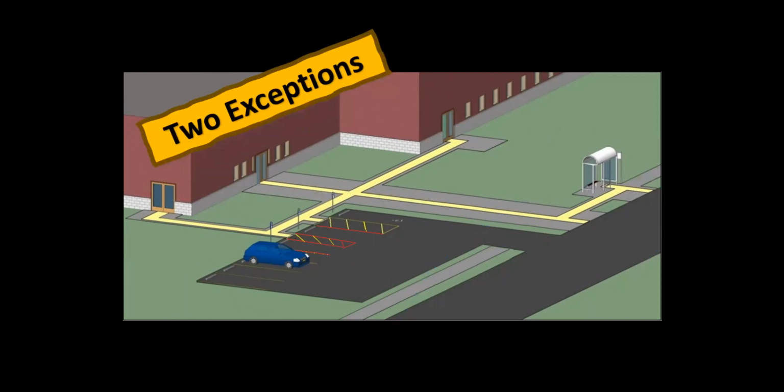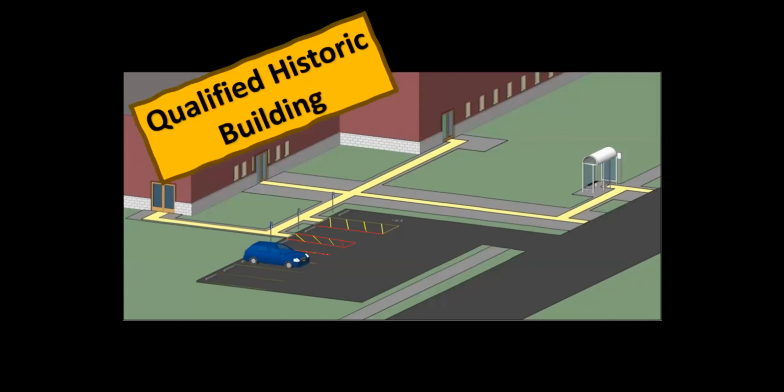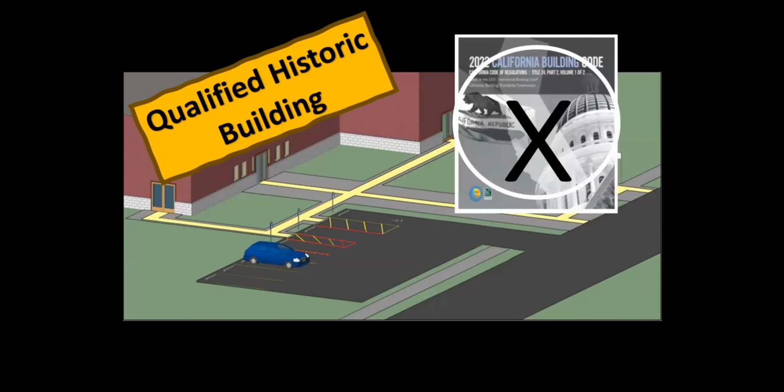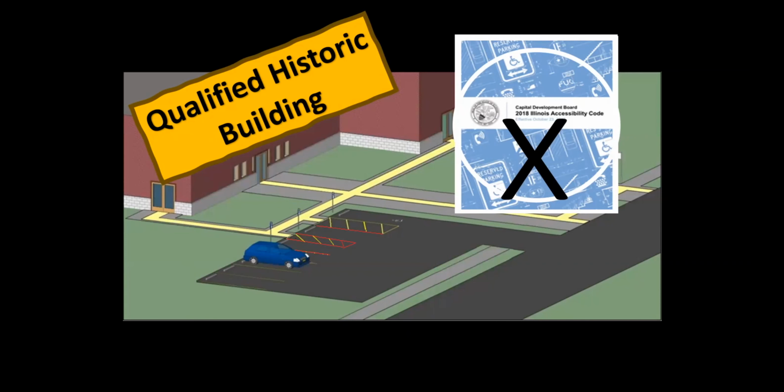There are two exceptions to the ADA standards. Exception number one: where exceptions for alterations to qualified historic buildings or facilities are permitted by 202.5, no more than one accessible route from a site arrival point to an accessible entrance shall be required. And exception number one is not allowed in the California Building Code or the 2018 Illinois Accessibility Code.